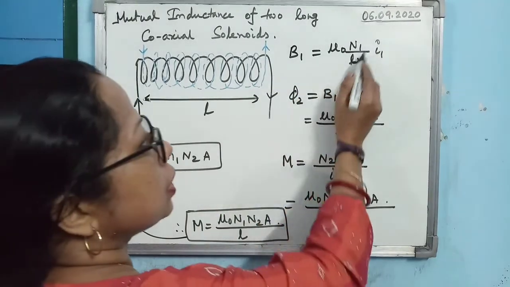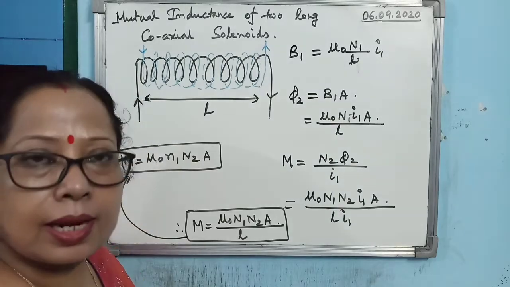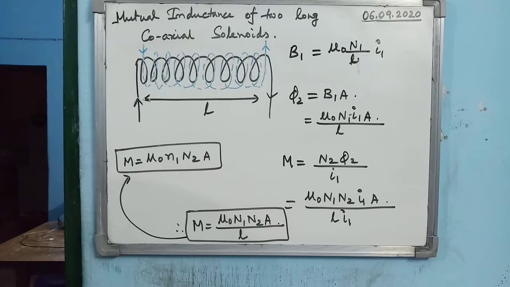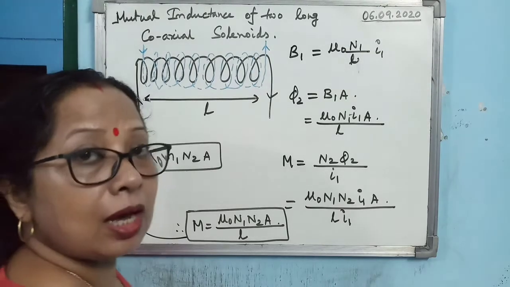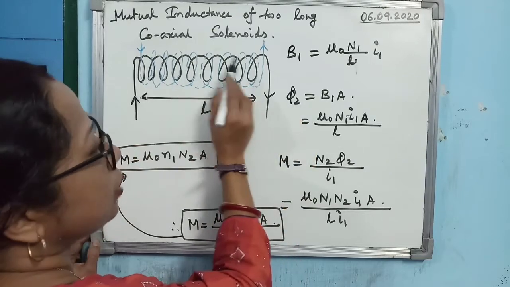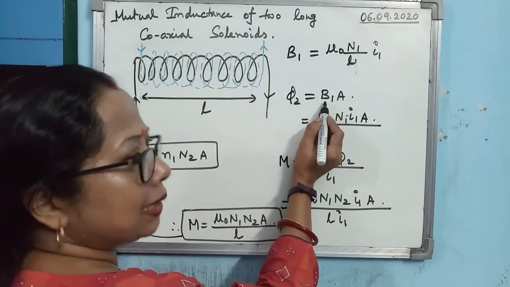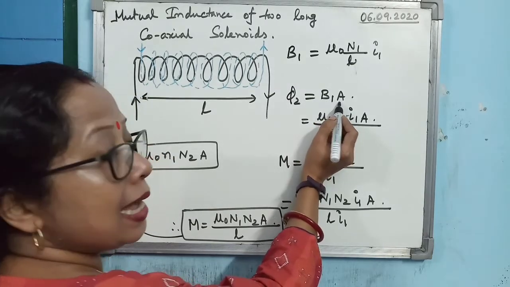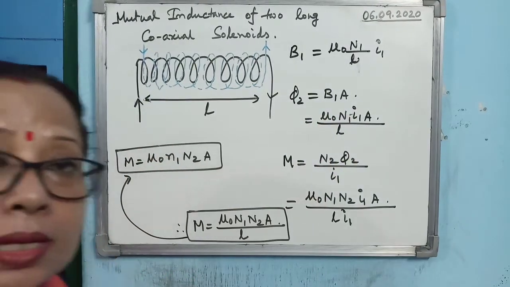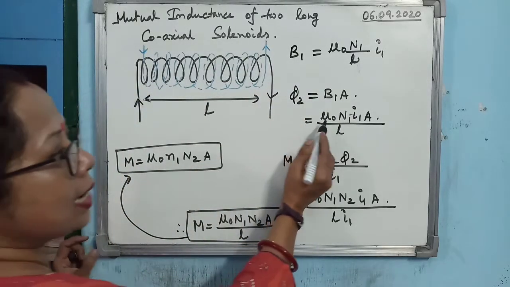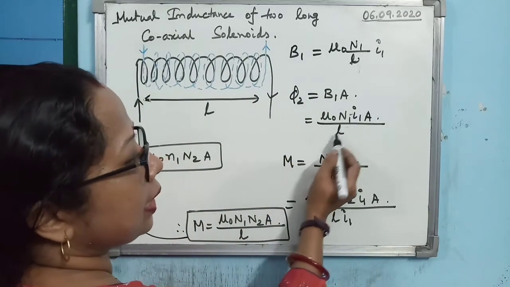It is given by mu 0 N1 L I1, isn't it? Now N1 by L, you can write small n1 also, the number of turns per unit length of the primary. So you see, what will be the magnetic flux associated with the secondary? It will be the magnetic field produced by the primary multiplied by A. Here A is the common cross-sectional area. Alright, so you can write it as mu 0 N1 I1 A by L.